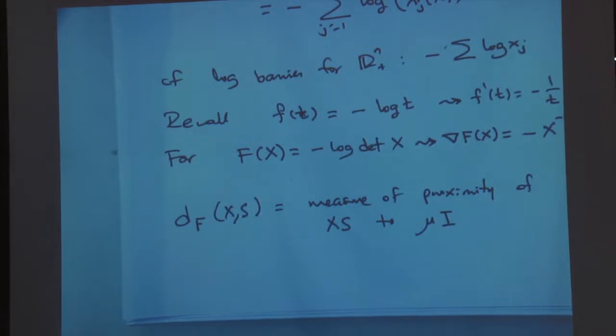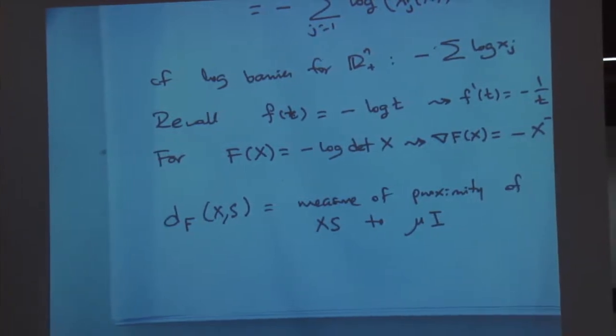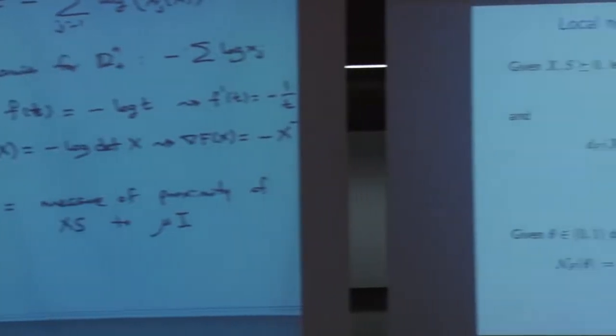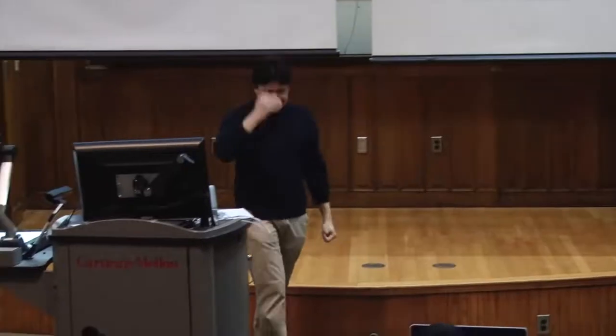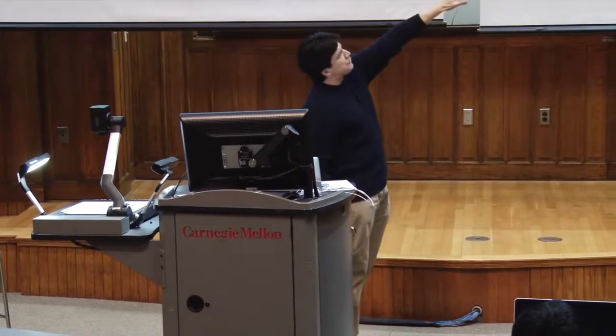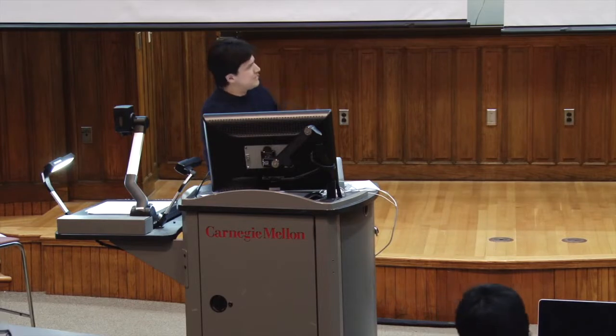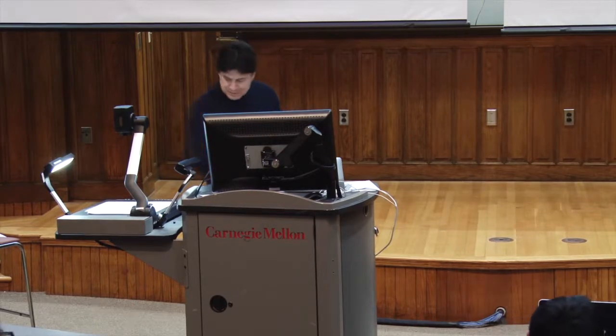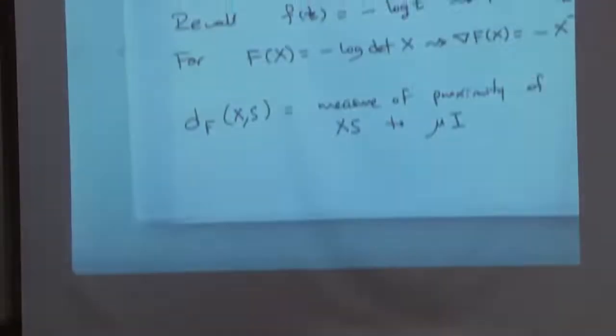The distance, this is the Frobenius distance. We can think about the distance as looking at how far the eigenvalues of xs are from the vector that has mu in all the components. Or equivalently, the Frobenius norm between those two matrices, x inverse s, x^(1/2) s x^(1/2), and mu times the identity. But the important thing about that is D is a measure of how these two things are apart.